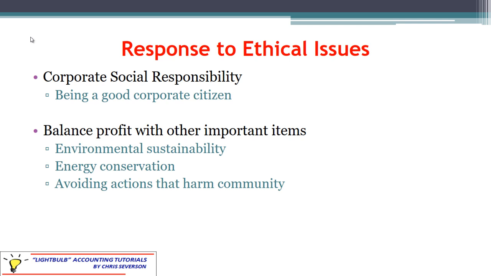Energy conservation, same kind of concept as pollution. Find ways to conserve energy in your operations. It may not be the most cost effective, but you may be able to find ways to make it a little bit more cost effective. And then generally, overall, avoiding actions that harm the community that you operate in. If you think about it, your employees come from that community. Many of your customers come from that community. So it just makes sense when you're being a good corporate citizen to try to protect that community as well.